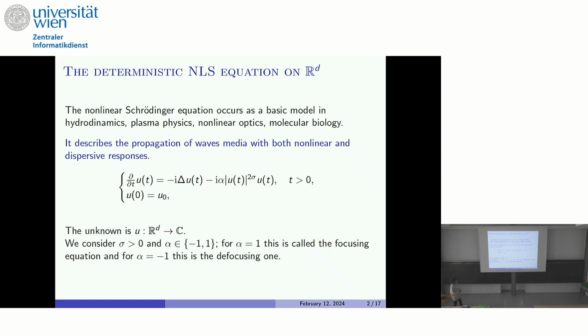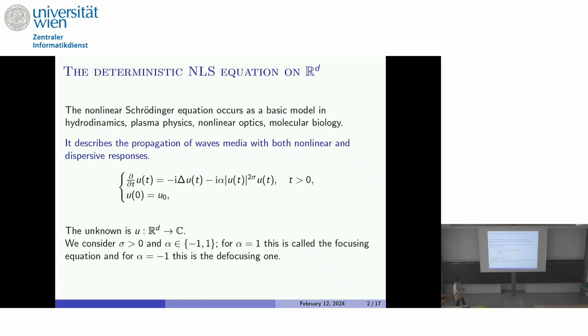And you see that in the equation, two parameters appear. So we have the power of the nonlinearity, which is sigma, and we assume sigma to be a positive real number, and we have a coefficient in front of the nonlinear term, alpha, so alpha can be positive or negative, and usually you suppose that alpha is equal to plus or minus 1. In the case in which alpha is equal to 1, you are in the so-called focusing case. Alpha equal to minus 1, you are in the defocusing case.